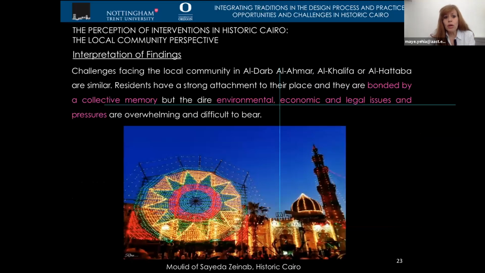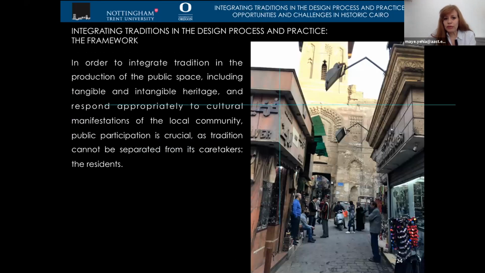So the challenges facing the local community in Al-Darb Al-Ahmar, Al-Khalifa, or Al-Hattaba are similar. Residents have a strong attachment to their place and they are bonded by a collective memory, but the environmental, legal and economic issues and pressures are overwhelming and difficult to bear. So in order to integrate tradition in the production of the public space, including tangible and intangible heritage, and respond appropriately to the cultural manifestation of the local community, public participation is crucial, as tradition cannot be separated from its caretakers, the residents.